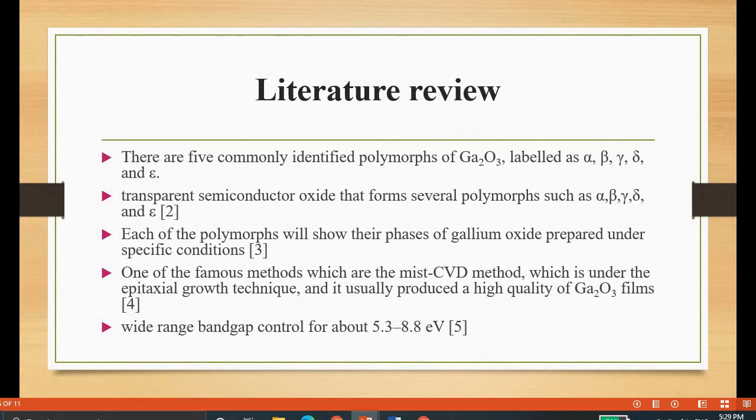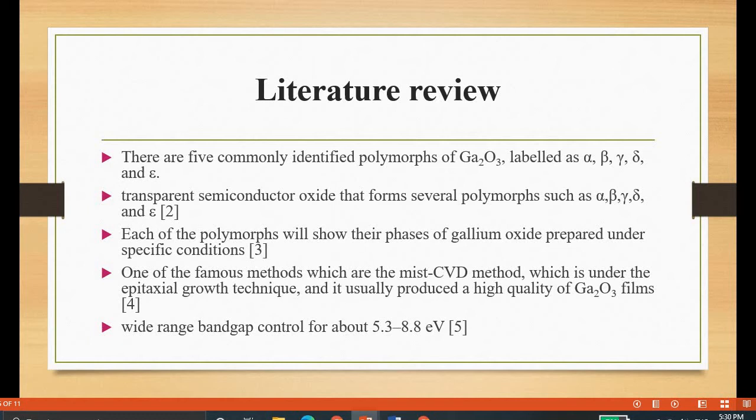For example, in my experiment, alpha and beta gallium oxide are the ones that I'm trying to focus on. Beta gallium oxide is prepared by heating nitrate, acetate, and oxalate, and other organic derivatives, above 1000 degrees Celsius. By keeping the furnace heated at a temperature of 1000 degrees Celsius, it will eventually form the beta gallium oxide thin film in the furnace.